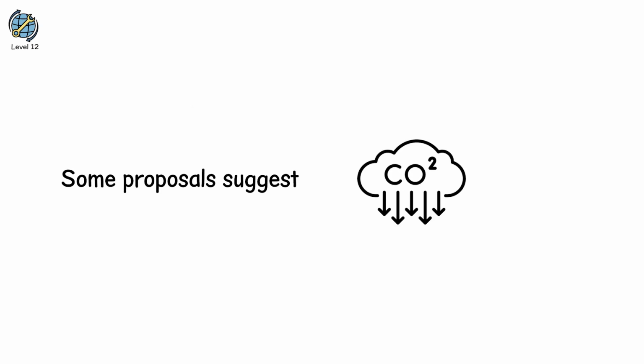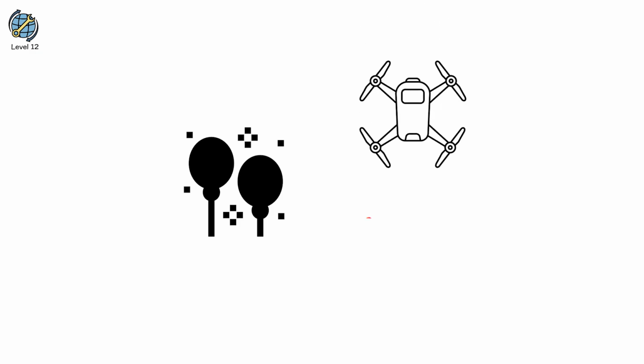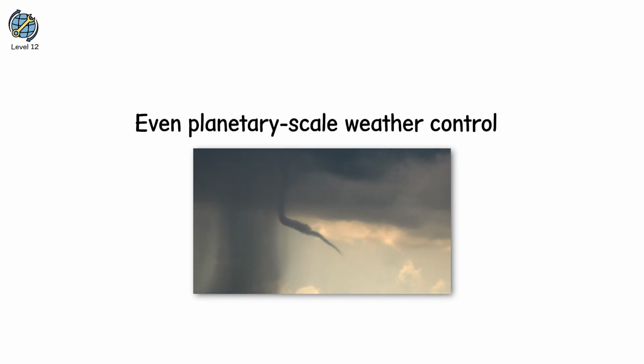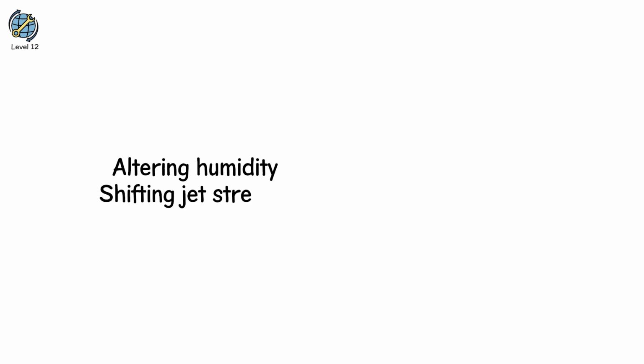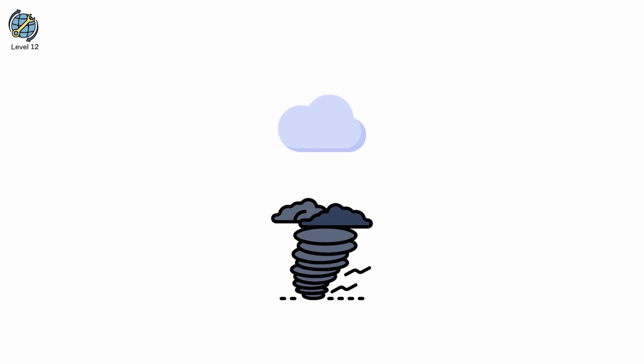Some proposals suggest massive atmospheric nets, fleets of high-altitude balloons or drones releasing aerosols to stabilize temperatures. Others dream of giant orbital mirrors that could redirect sunlight, warming or cooling regions to cut off tornado fuel. Even planetary-scale weather control, altering humidity, shifting jet streams, controlling climate like a thermostat. It's the ultimate defense. Not hiding, not fighting, but rewriting the sky. A future where tornadoes simply never happen.